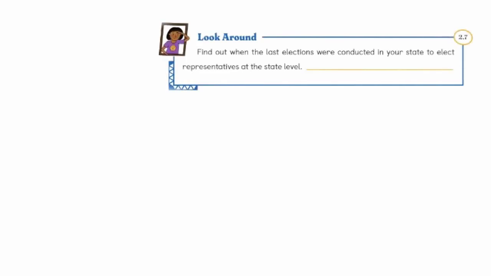Okay, children. Now let us see. Find out when the last elections were conducted in your state to elect representatives at state level. We elected KCR in 2 elections, but when were the last elections conducted? And when are we going to conduct the next elections? I'll give you one more question. Find out when the next elections are going to be conducted. Find out from either your parent or your teacher and write.